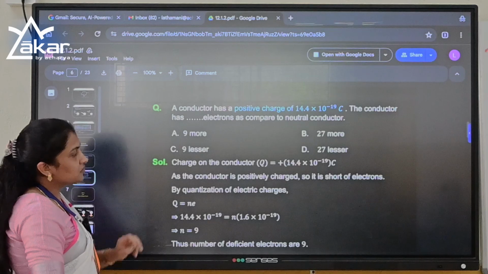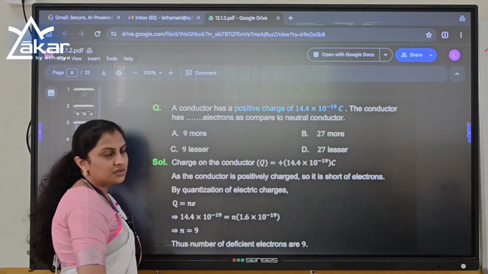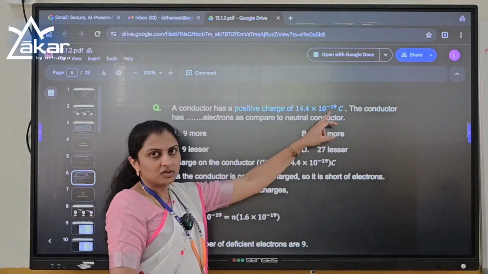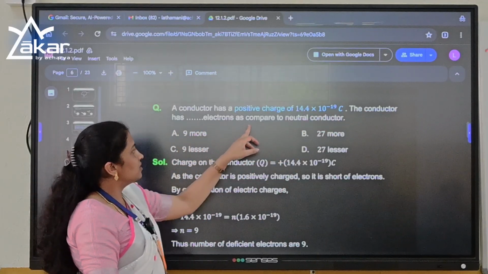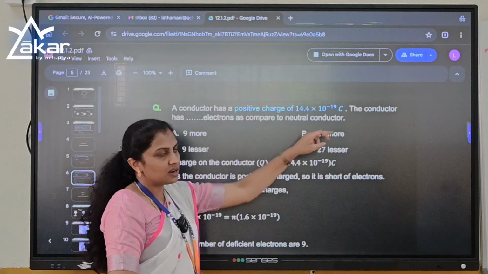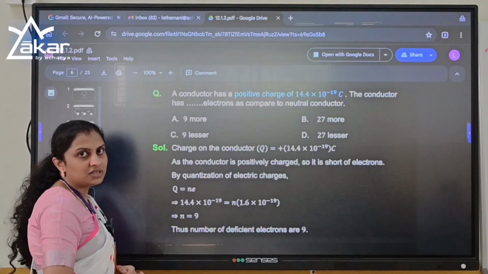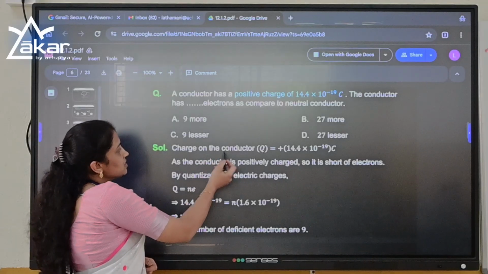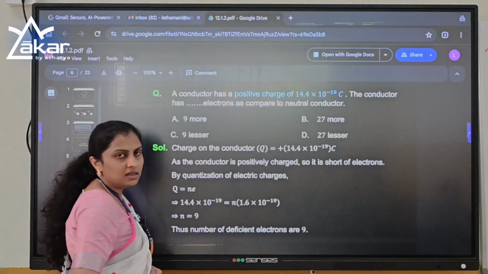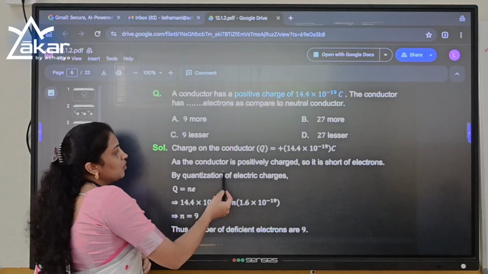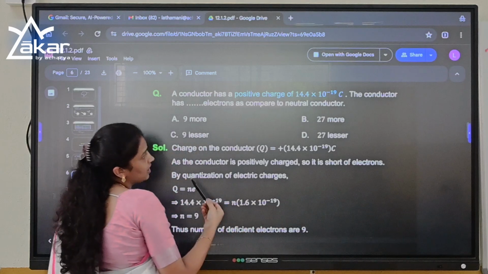Here is one example for quantization of charge. A conductor has a positive charge 14.4 × 10^-19 coulomb. The conductor has dash electrons as compared to the neutral conductor. Neutral conductor means both positive and negative charges are there. So they have given the charge as 14.4 × 10^-19 coulomb. Now as the conductor is positively charged, it is short of electrons.